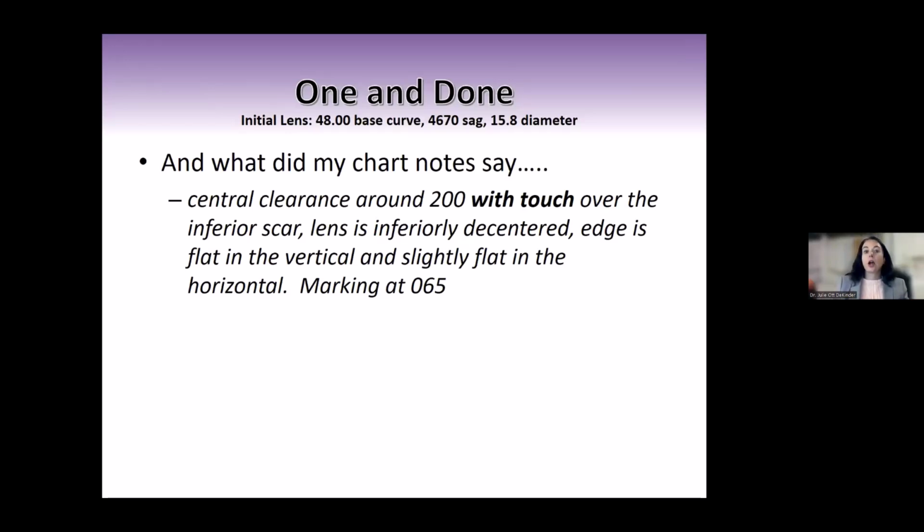Over the inferior scar, all right. So the scar was causing my elevation and my touch. I definitely don't want to have touch there. Lens is inferiorly decentered. That's a bummer. Edge is flat in the vertical, and slightly flat in the horizontal. So what I'm saying there is I'm flat here and a little flat here, so we're going to have to fix that. Oh, and I measured where the markings were. Okay, so that's what my chart said. So what did I do?